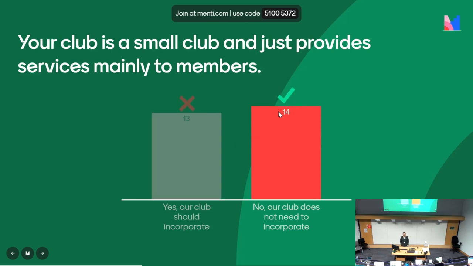No, probably don't need to incorporate here. Why not? We don't need a large scale of finance. Yeah, we're quite happy being our small little club. Okay, we're not planning on doing any big developments or taking on liability or debt in some form. Okay.